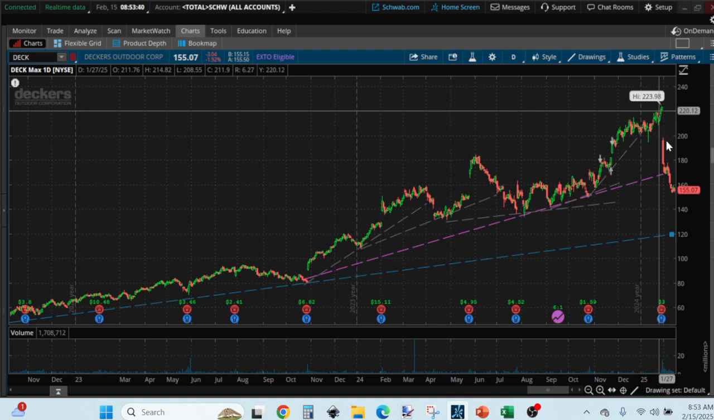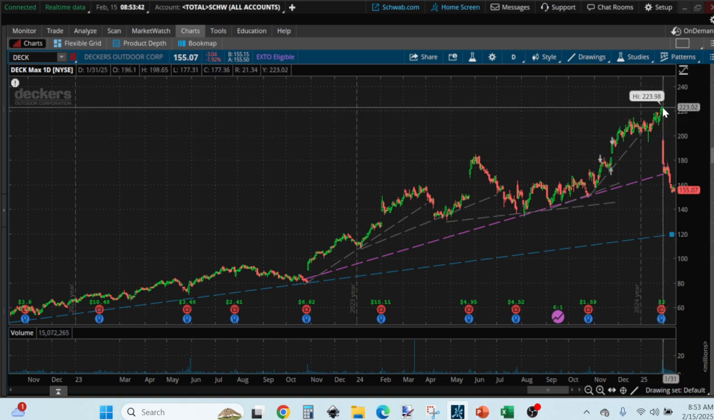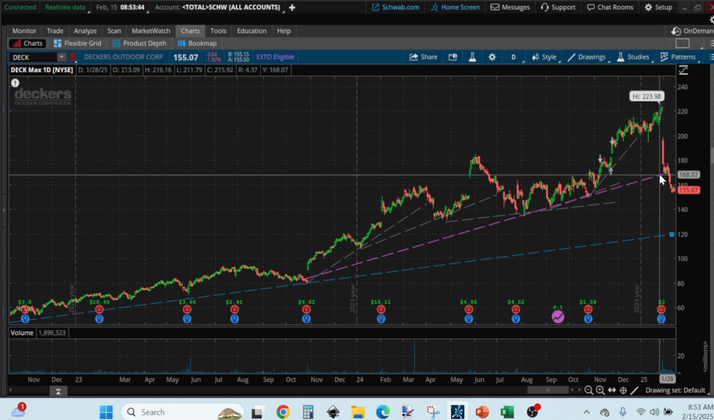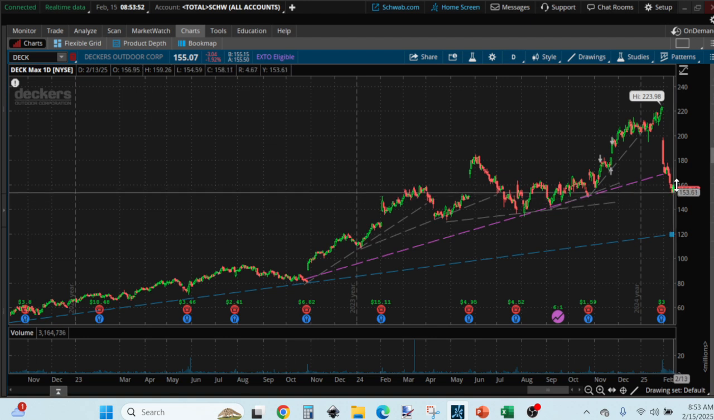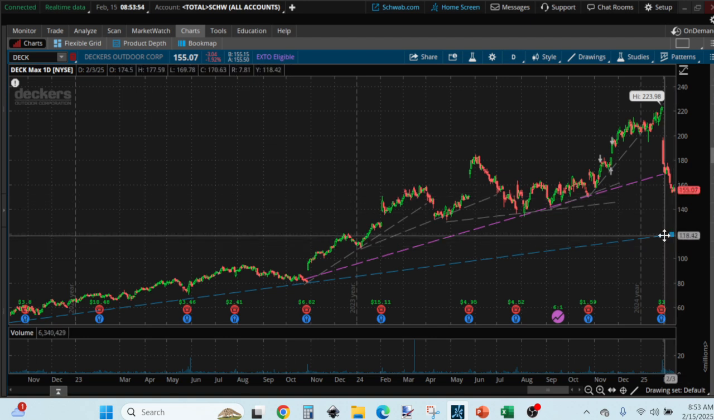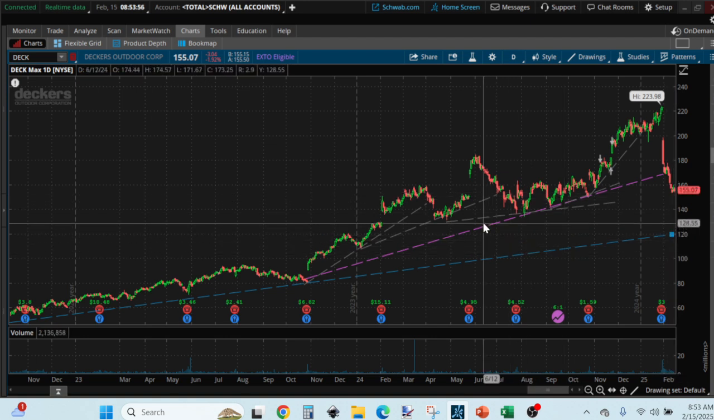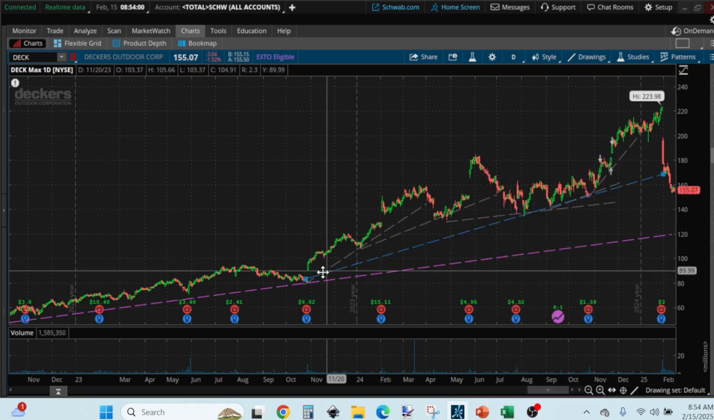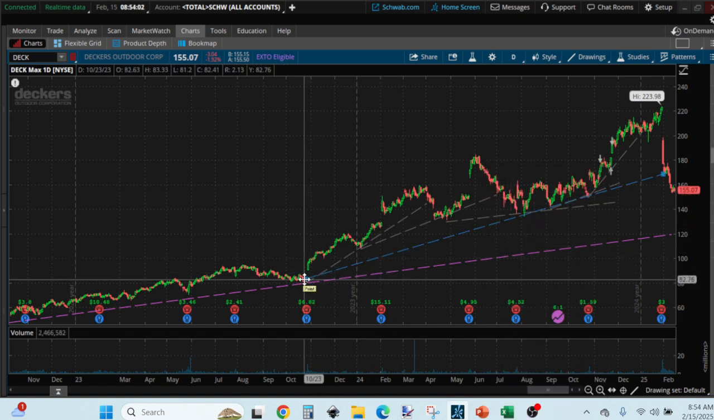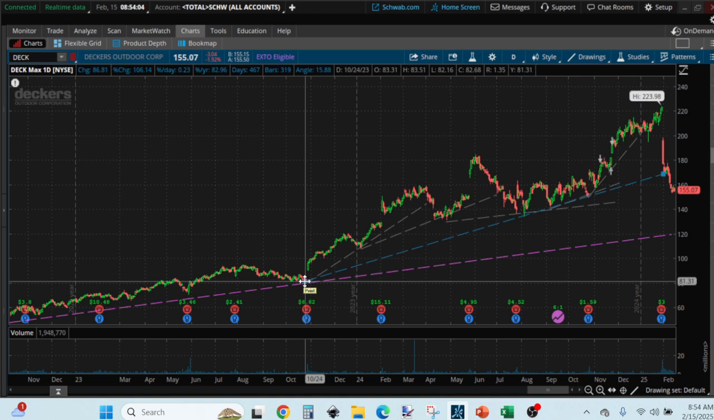So as you can see, from that high it fell to this and it continued falling. It continued to fall. So I'm going to assume it's going to fall up to this. So this trend line, I'm going to activate it so that I can move that to the bottom of that.